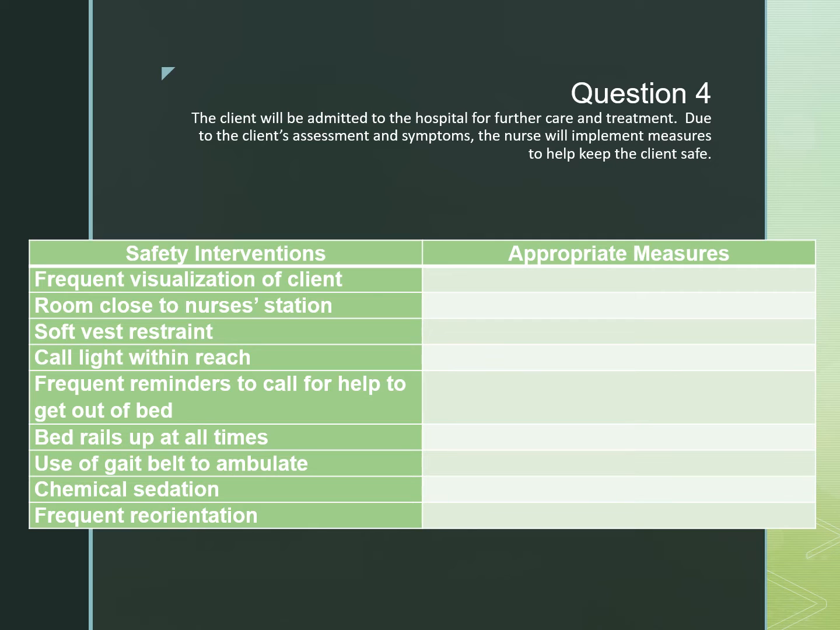Chemical sedation. Once again, restraint. This is a restraint, and we would not do that. Plus, it would probably increase the confusion. And frequent reorientation. Yes, we want to reorient the client as often as necessary to make sure that they know where they're at and what's going on.